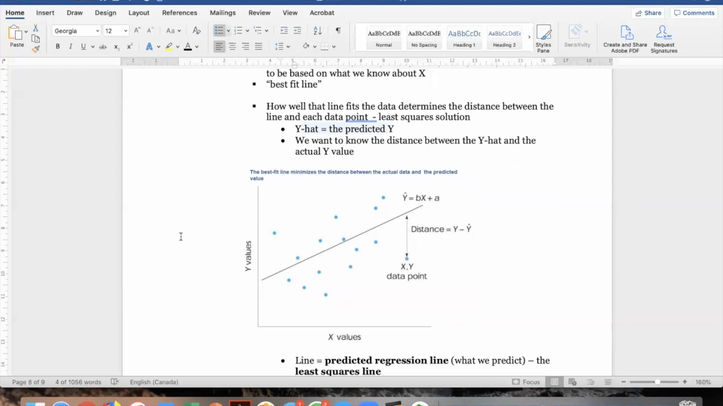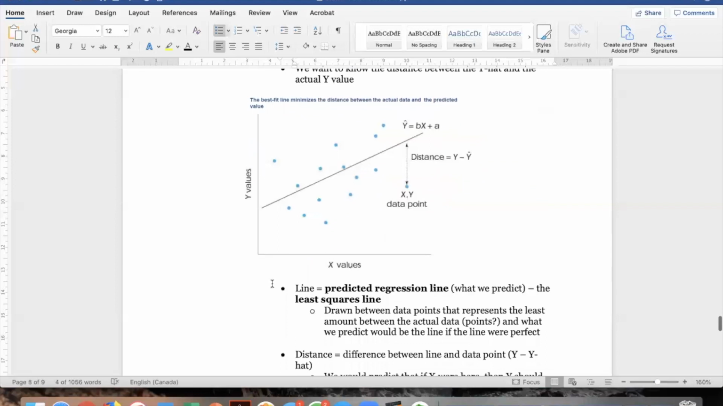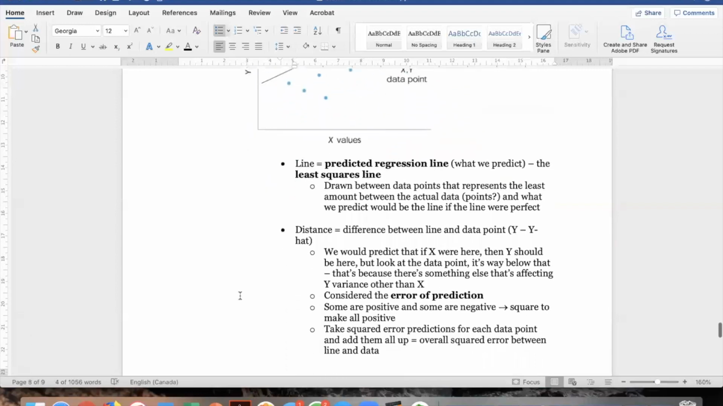It determines the distance between the line. So you've drawn your line of best fit, right? And the data point, right? So the distance here would be, I mean, we don't have measurement here, so it's really hard to do that. But your y hat, or your predicted y, is just giving you how far away this data point is from the line of best fit. It talks a little bit more here.